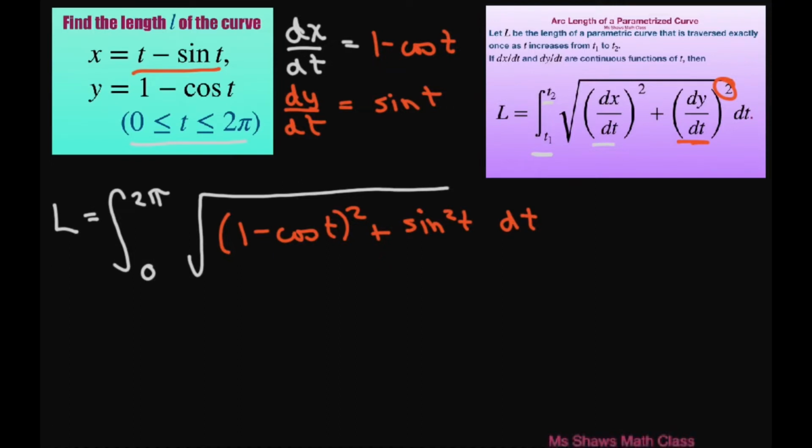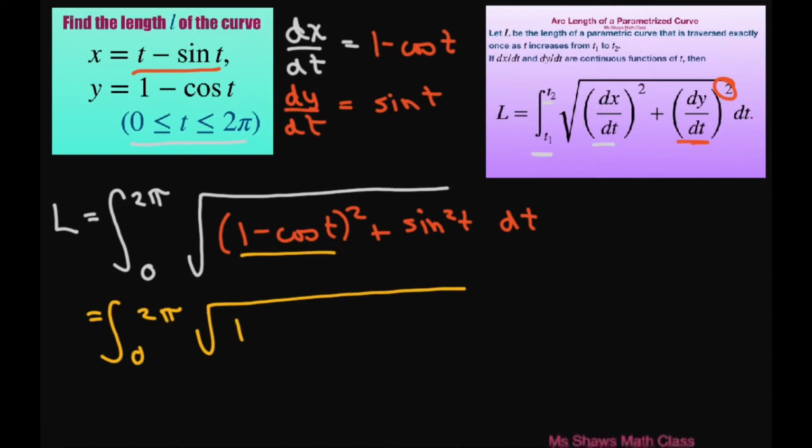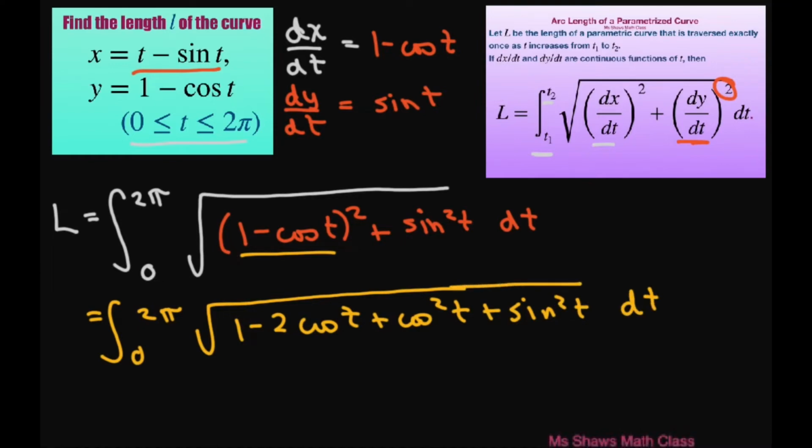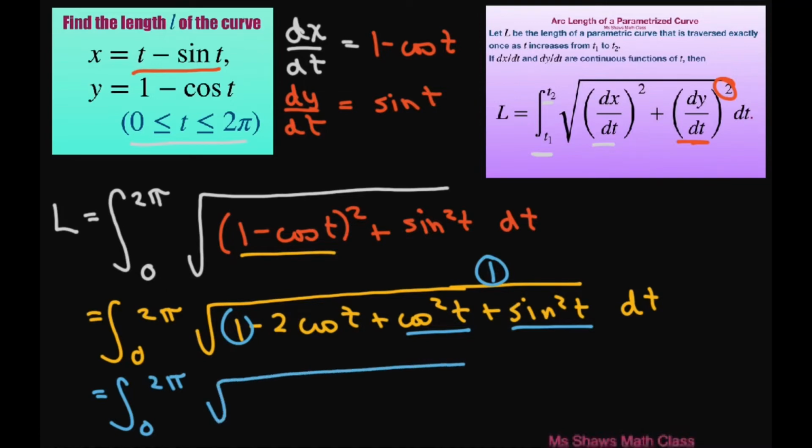All right, so we can expand this right here, and we're going to get the integral from 0 to 2 pi of the square root of 1 minus 2 cosine of t plus cosine squared of t plus sine squared of t dt. And then from there, we have sine squared of t and cosine squared of t is 1. So 1 plus 1 is 2. So we get the integral from 0 to 2 pi, and this is going to be the square root of 2 minus 2 cosine of t dt.